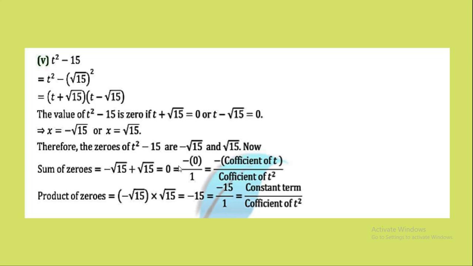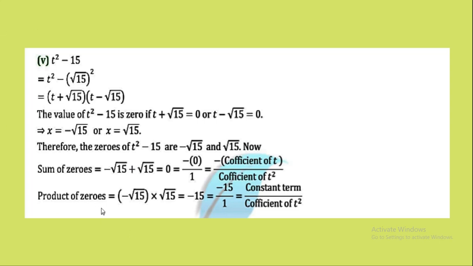Okay. And now we can find and verify the relationship between these zeros and the coefficients of this polynomial. Taking the sum of the zeros, we will get minus root 15 plus root 15, that is equal to 0. That is, this 0 can be written as minus of 0 by 1. Minus of 0 by 1 is also 0, so we can write this in the form minus of coefficient of t by coefficient of t square as minus of 0 by 1, because the 0 is the coefficient of t here and 1 is the coefficient of t square.